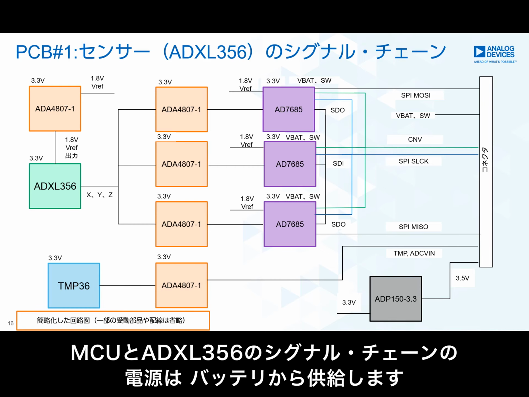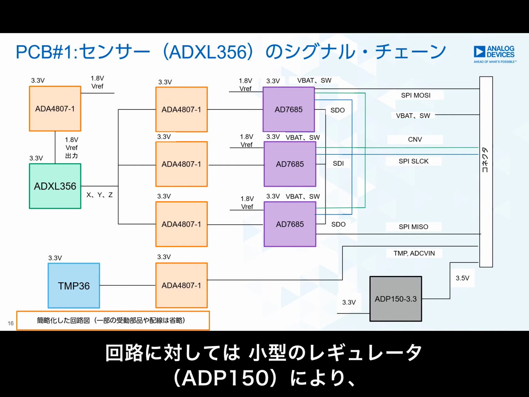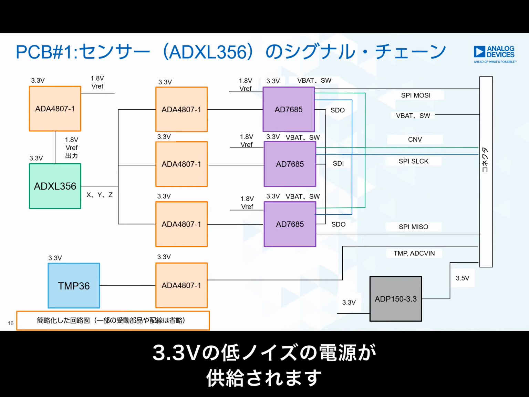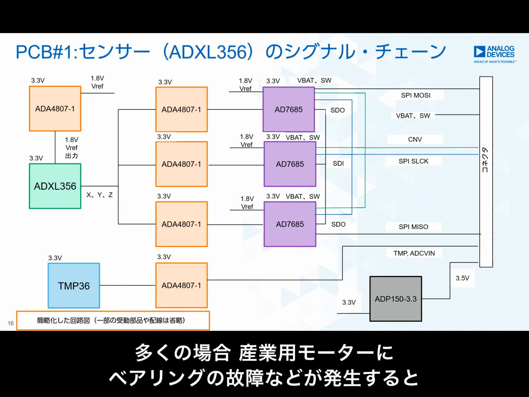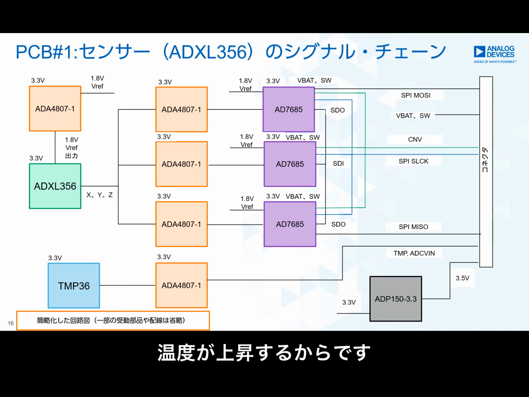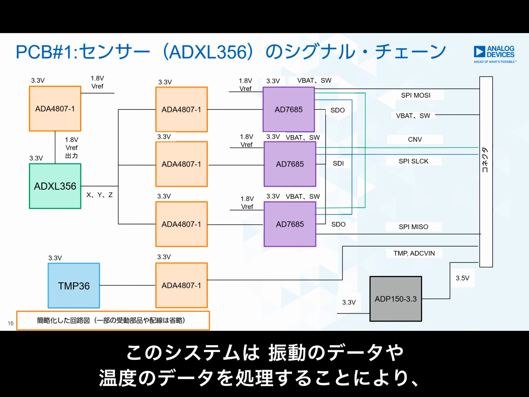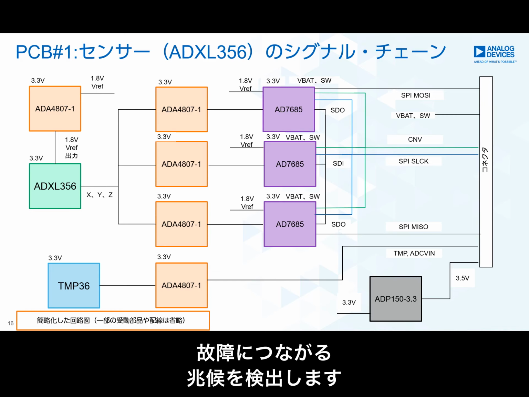Power is delivered from a battery and routed to the MCU and ADXL356 sensor signal chain. A tiny ADP150 regulator is used to provide a low noise 3.3 volts output for the circuit. The TMP36 sensor is also added, as common industrial motor faults such as bearing failure are usually accompanied by a corresponding increase in temperature. Vibration data and temperature data provide multiple fault signatures for this system.